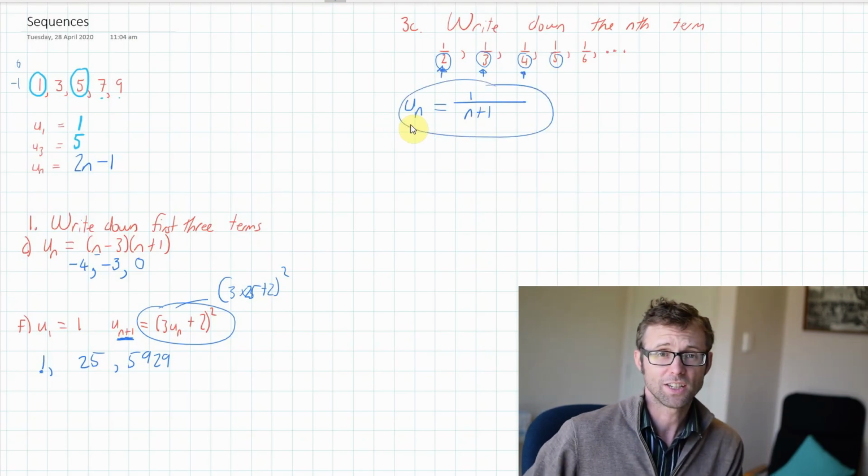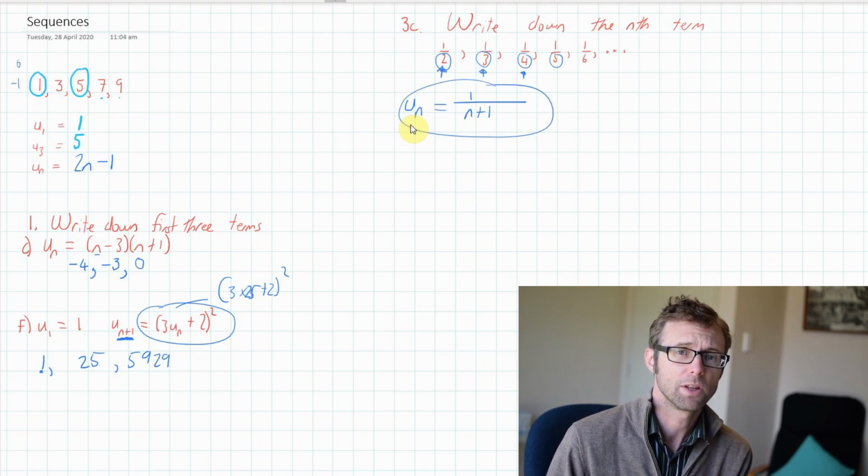Well, that's all I'm going to do for you on this exercise. I think it's generally fairly easy. There might be the odd tricky one there.